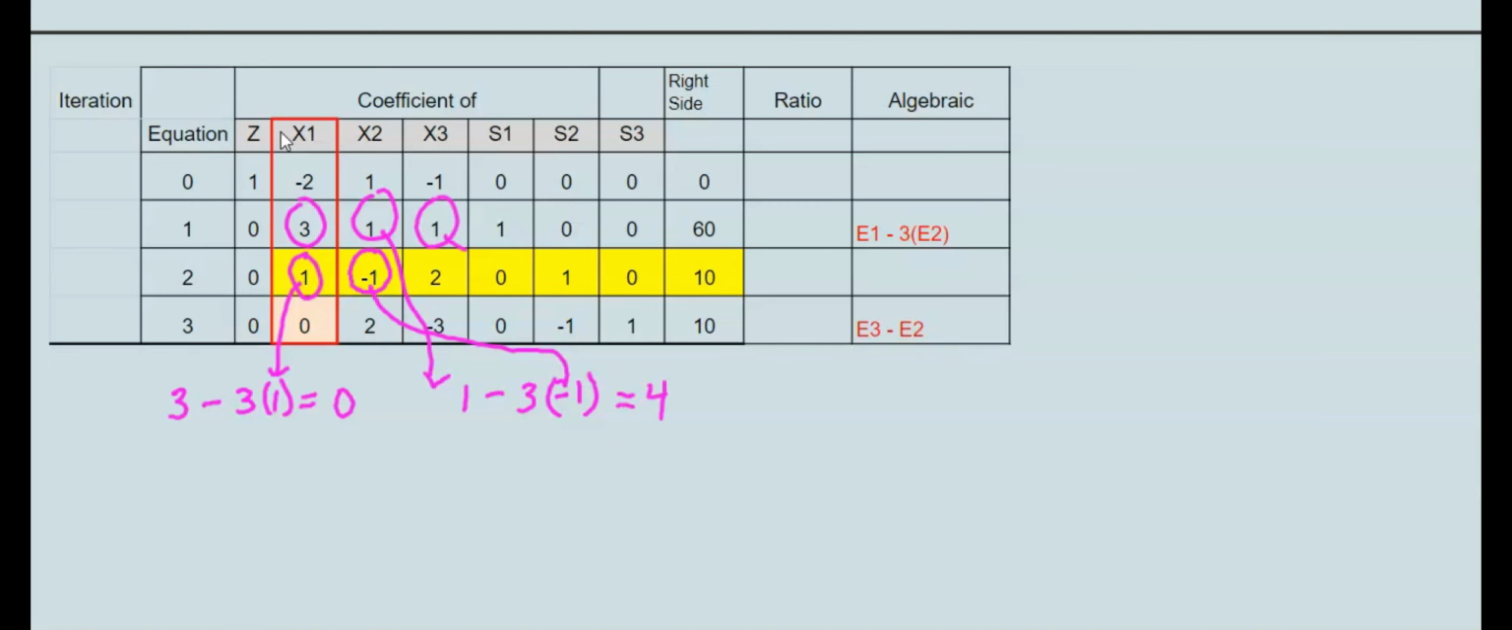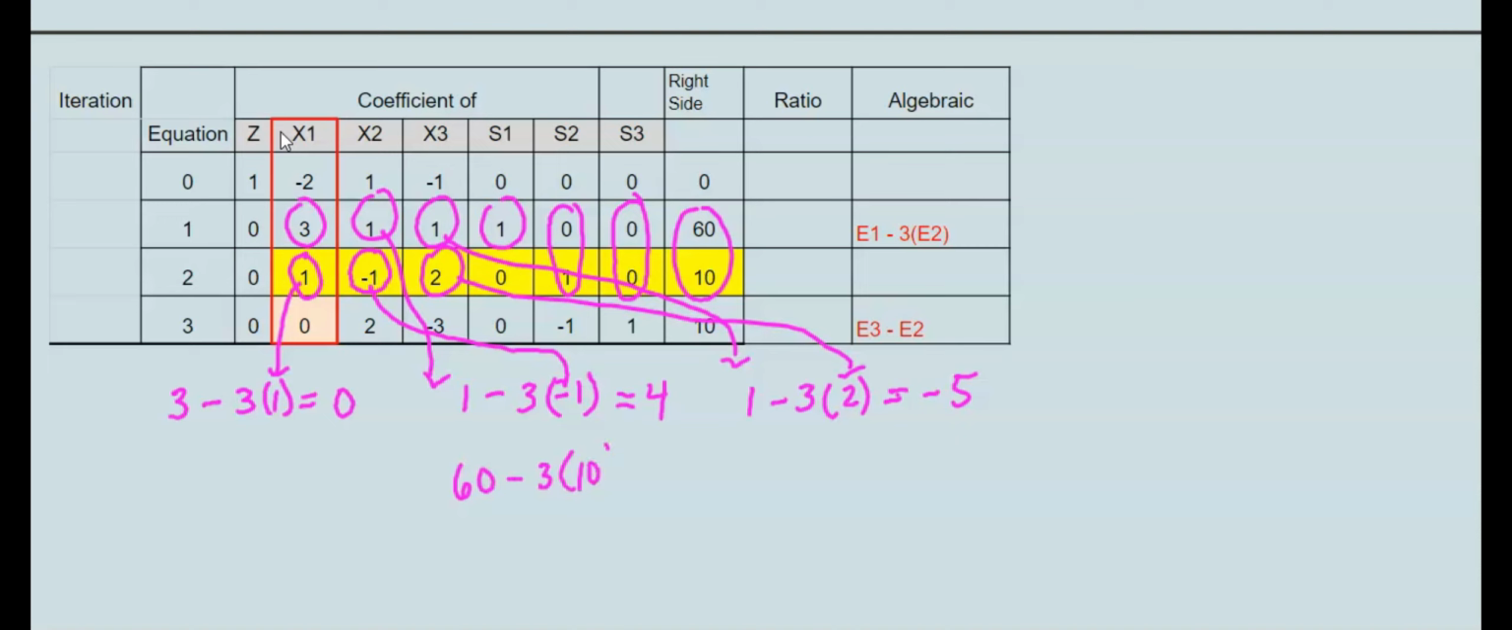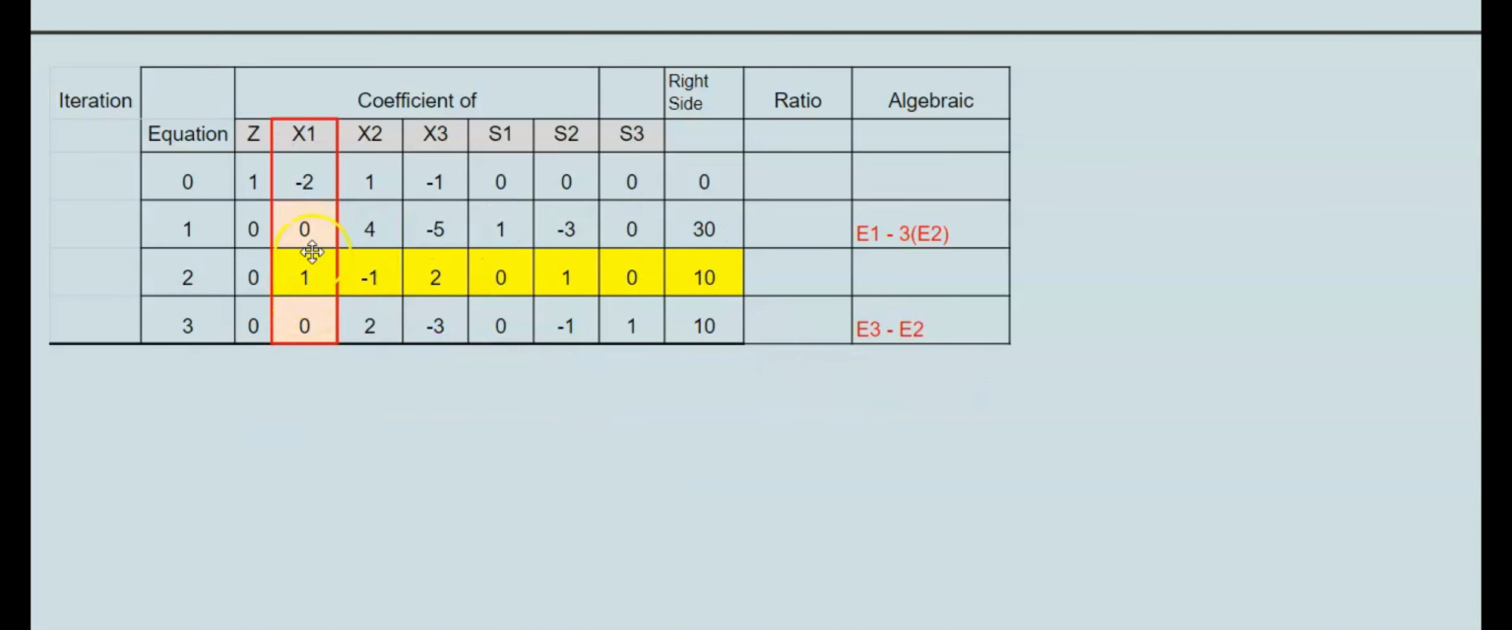So I continue on. I have a positive 1 minus 3 times 2, which should give me 6. So that's 1 minus 6, which gives me negative 5. Then we have 1 minus 3 times 0, which is 0, so that becomes 1. This right here is 0 minus 3 times 1, which becomes a negative 3. This is 0. And then the last one is 60 minus 3 times 10, which should be 30. And that's going to give us the new cell right there. So that becomes 0.